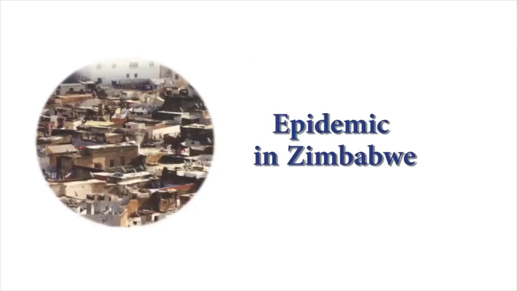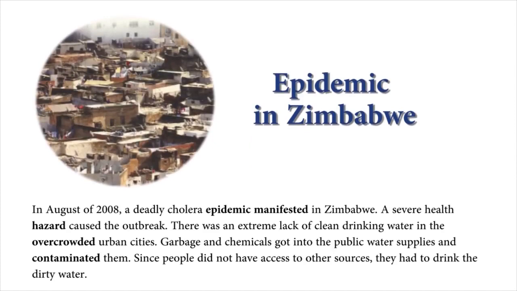Epidemic in Zimbabwe. In August of 2008, a deadly cholera epidemic manifested in Zimbabwe. A severe health hazard caused the outbreak. There was an extreme lack of clean drinking water in the overcrowded urban cities. Garbage and chemicals got into the public water supplies and contaminated them. Since people did not have access to other sources, they had to drink the dirty water.